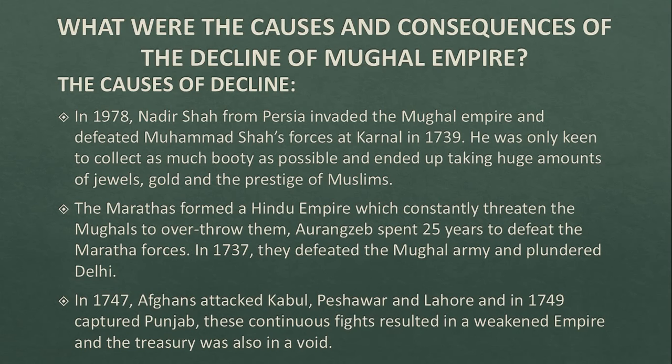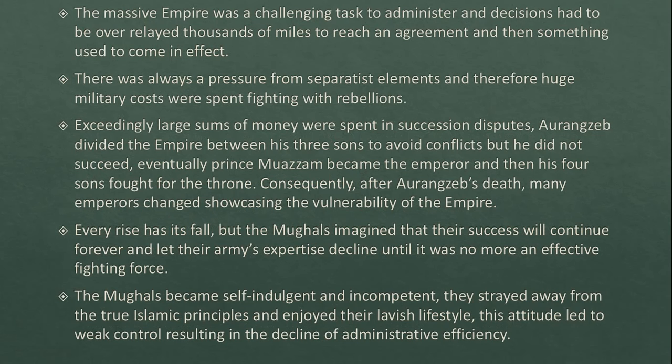Then another foreign force, the Marathas, entered the territory of the Mughals and again did what Nader Shah did. They also defeated the Mughals within their state and plundered them very badly. Then in 1747, Afghans attacked Kabul, Peshawar, and Lahore. Again the same scenario, in which they captured Punjab, and these continuous foreign attacks and continuous failures of the Mughal Empire finally resulted in the downfall of the Mughal era in the subcontinent.